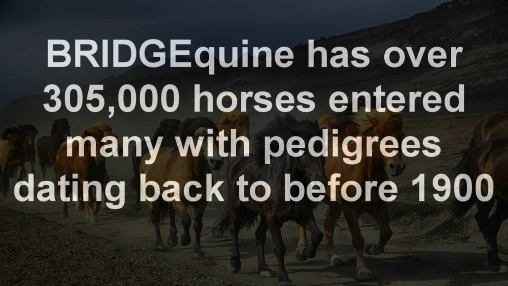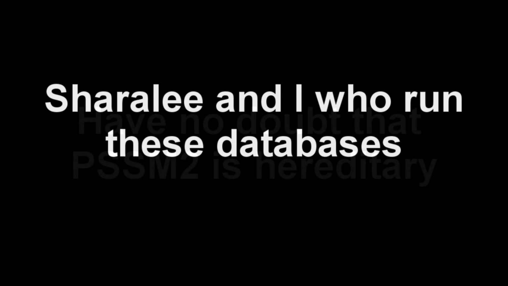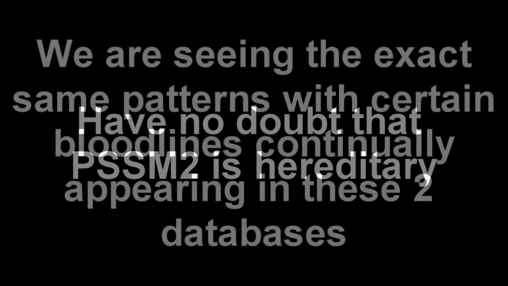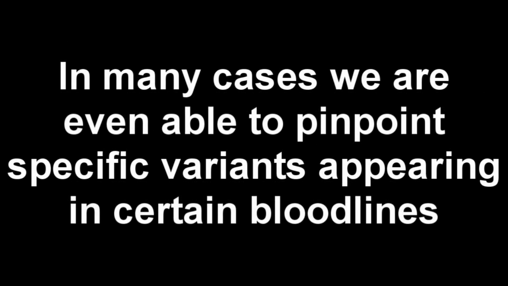Bridge Equine has over 305,000 horses entered, many with pedigrees dated back to before 1900. This includes pedigrees of affected and non-affected horses. Shirley and I, who run these databases, have no doubt that PSSM2 is hereditary. We are seeing the exact same patterns with certain bloodlines continually appearing in these two databases. In many cases, we are even able to pinpoint specific variants appearing in certain bloodlines.